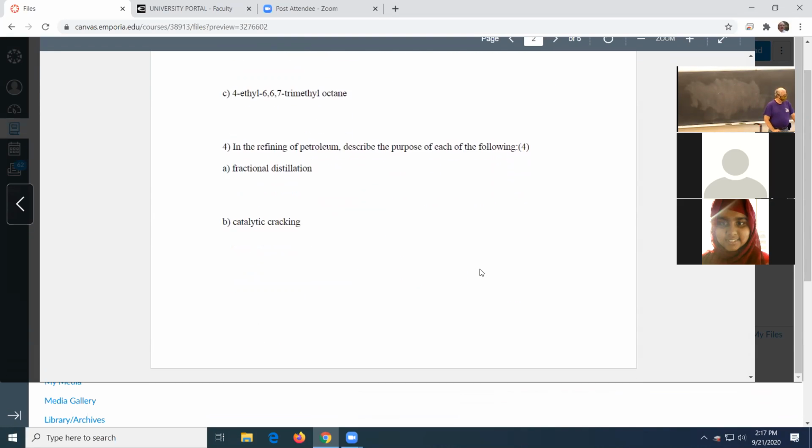Okay, fractional distillation separates different products based on boiling point ranges, difference in boiling point ranges. Catalytic cracking is a process of breaking larger molecules into smaller ones. Since there's a greater demand for gasoline and in some cases heating oil, there's a greater demand for the smaller molecules.